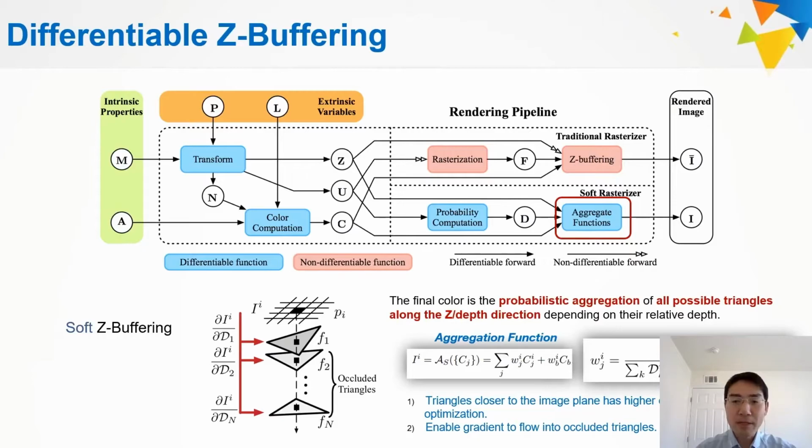So what's the benefit? Because of such probabilistic aggregations, we have the gradients from the point pi to every part, not only to the one triangle, but to all triangles.